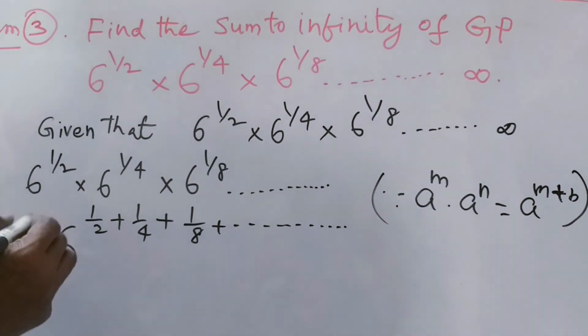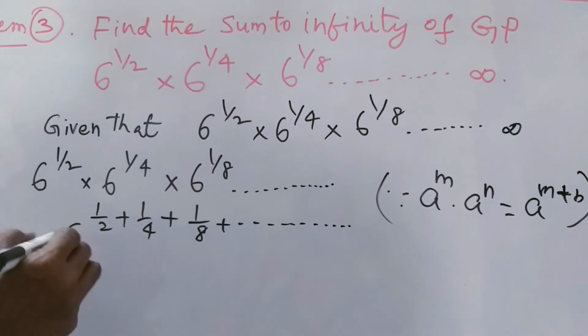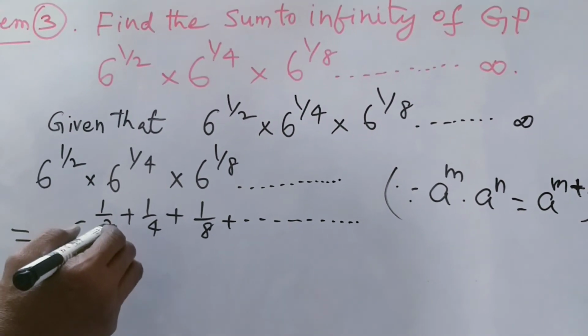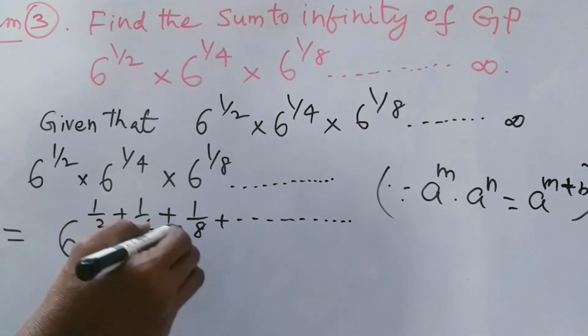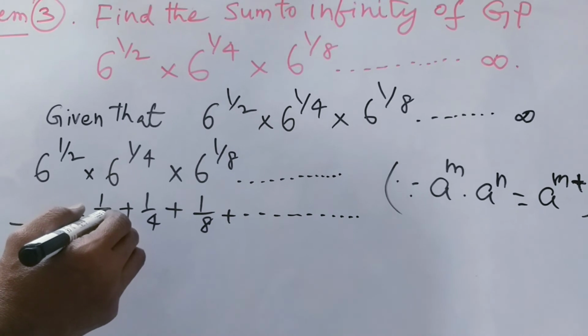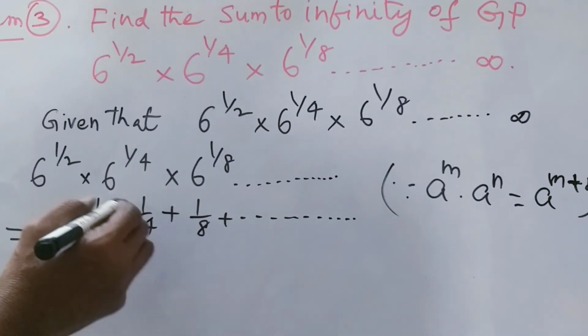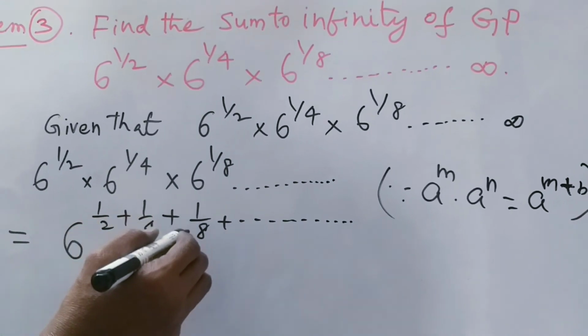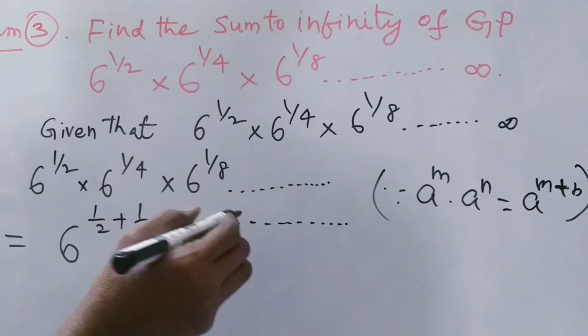So this is the required series, 6 to the power of 1 by 2 plus 1 by 4 plus 1 by 8 plus and so on, terms up to infinity terms. Now we have to find the sum to infinity terms for this: 1 by 2 plus 1 by 4 plus 1 by 8 plus and so on.